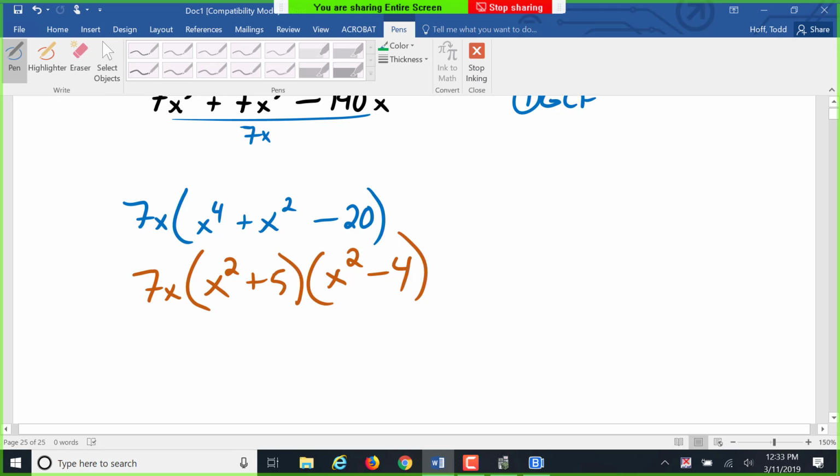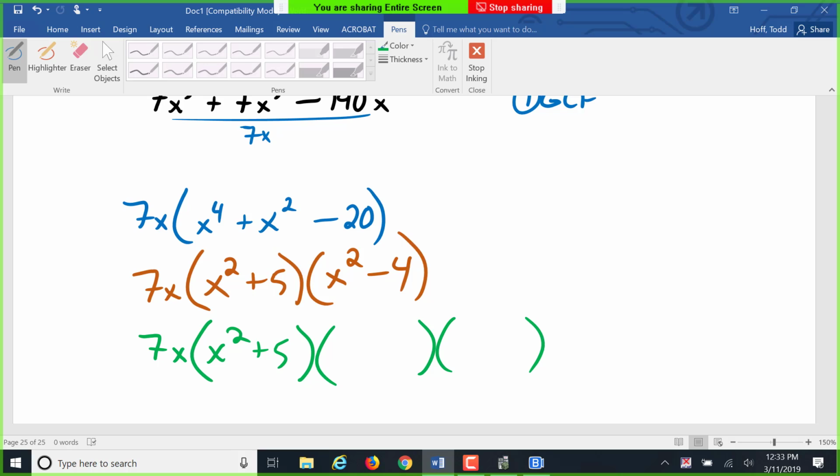That sheepish grin should give you a clue. What can we still do? Oh, yeah. X and X. Okay, yeah, the x squared plus 5 stays the same, but the x squared minus 4 is a difference of perfect squares. So you're absolutely right. It's x and x. What else?